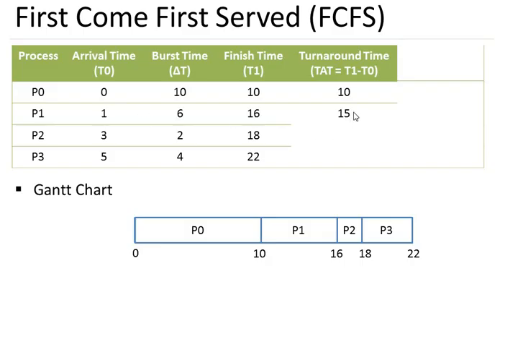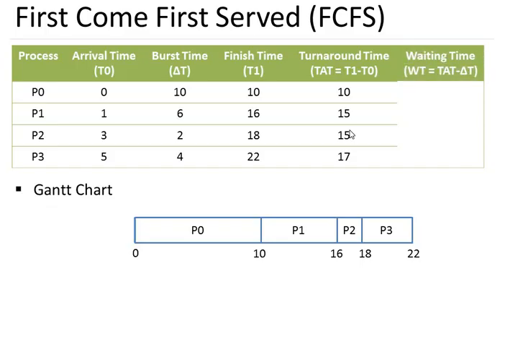So basically turnaround time represents how much duration a particular process remains in the system. You can see process P1 arrives at time 1 somewhere here, and it completes its execution at 16, and after that it exits the system. So it remains for 15 units in the system. That is why T1 minus T0. After that process P2: 18 minus 3, 15. After that process P3: 22 minus 5, that is 17. So you have calculated turnaround time.